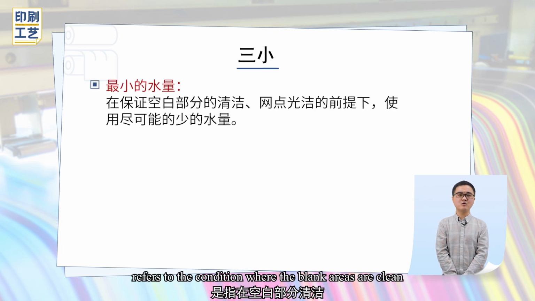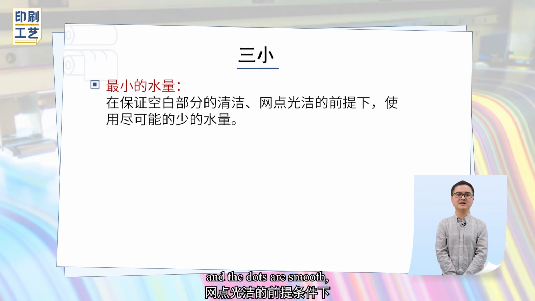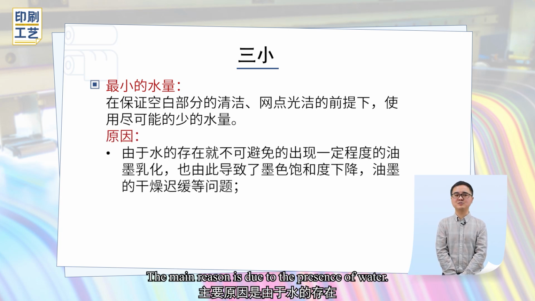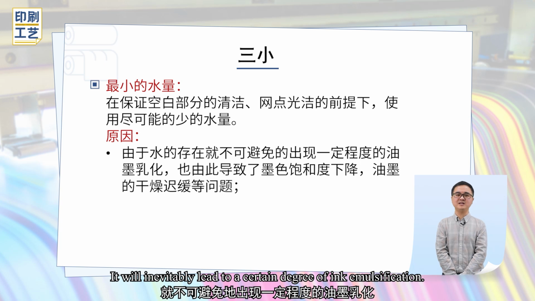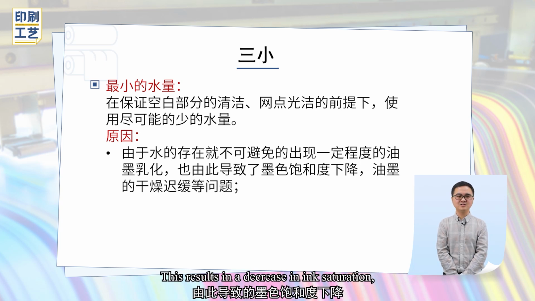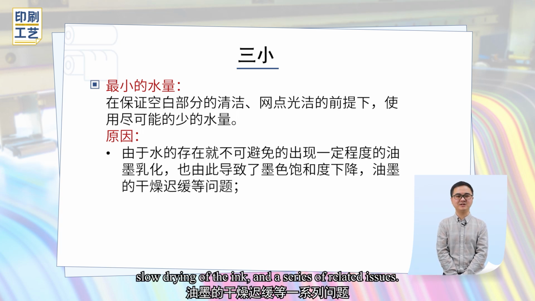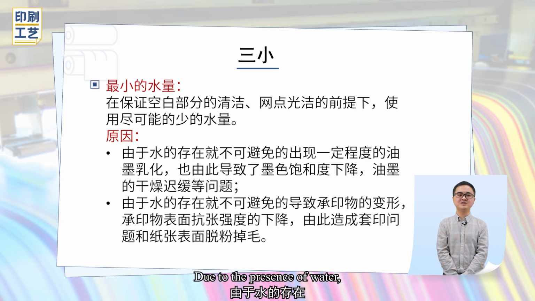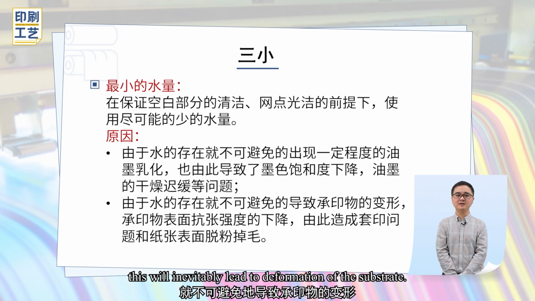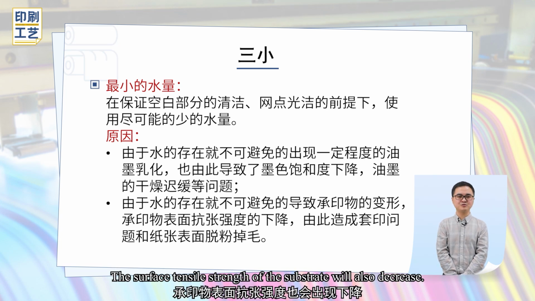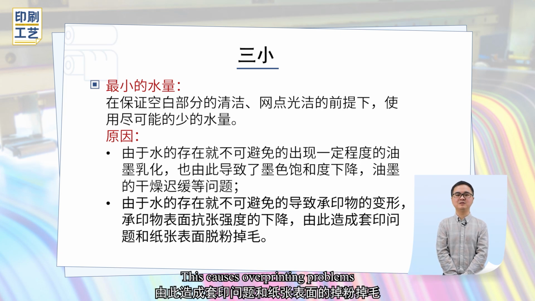Minimum amount of water refers to the condition where the blank areas are clean, and the dots are smooth, using the least amount of water possible. The main reason is that the presence of water will inevitably lead to a certain degree of ink emulsification. This results in a decrease in ink saturation, slow drying of the ink, and a series of related issues. Due to the presence of water, this will also inevitably lead to deformation of the substrate. The surface tensile strength of the substrate will also decrease. This causes overprinting problems and dust and fiber loss on the surface of the paper.